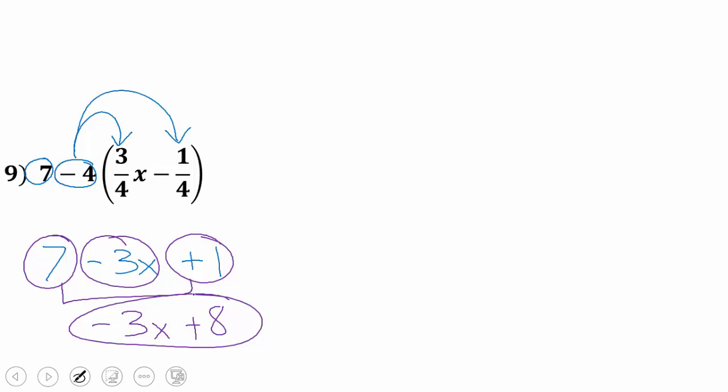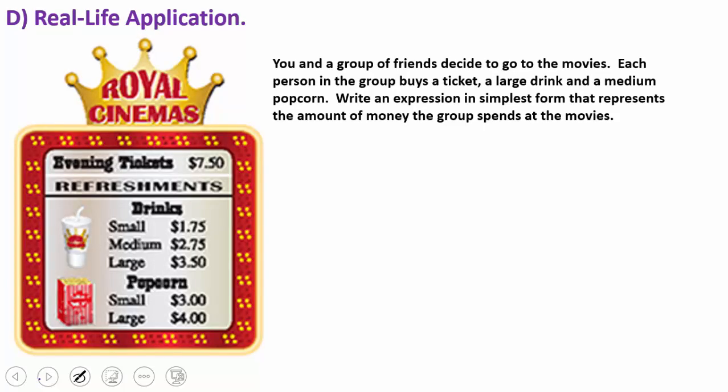Our last example of the night is a real-life application where it says you and a group of your friends are deciding to go to the movies. Each person in the group buys a ticket, a large drink, and it says medium popcorn, but there are no medium popcorns on the list. So we're going to change that medium popcorn to a large popcorn. So everyone's going to buy a ticket, a large drink, and a large popcorn. It says write an expression in simplest form that represents the amount of money the group spends at the movies.